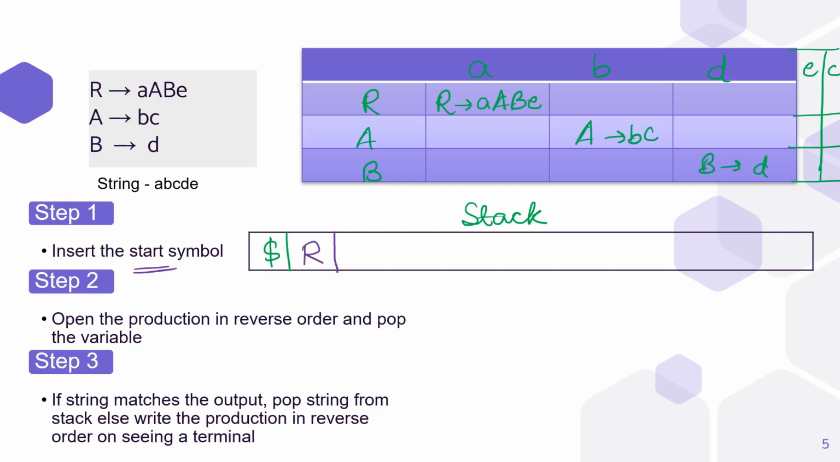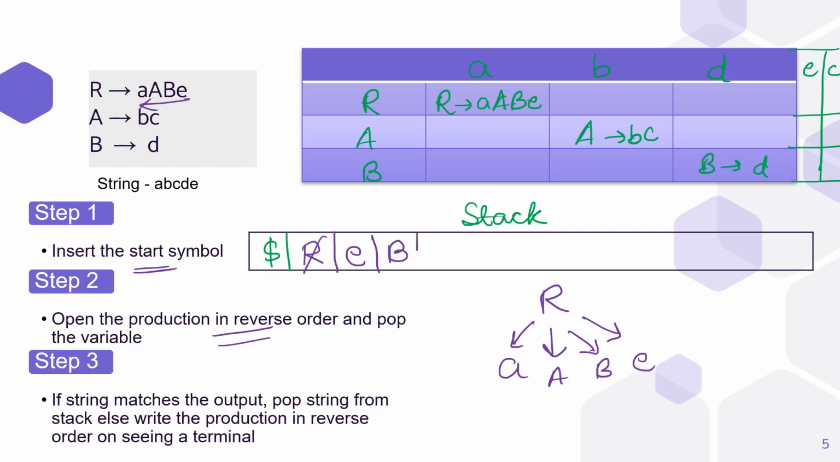Now the next step is to expand the production in reverse order and pop the variable. When we do this step, we have to create the first parse tree. So we would pop this out and write this value in reverse order. The reverse order would be e, B, capital A and small a.